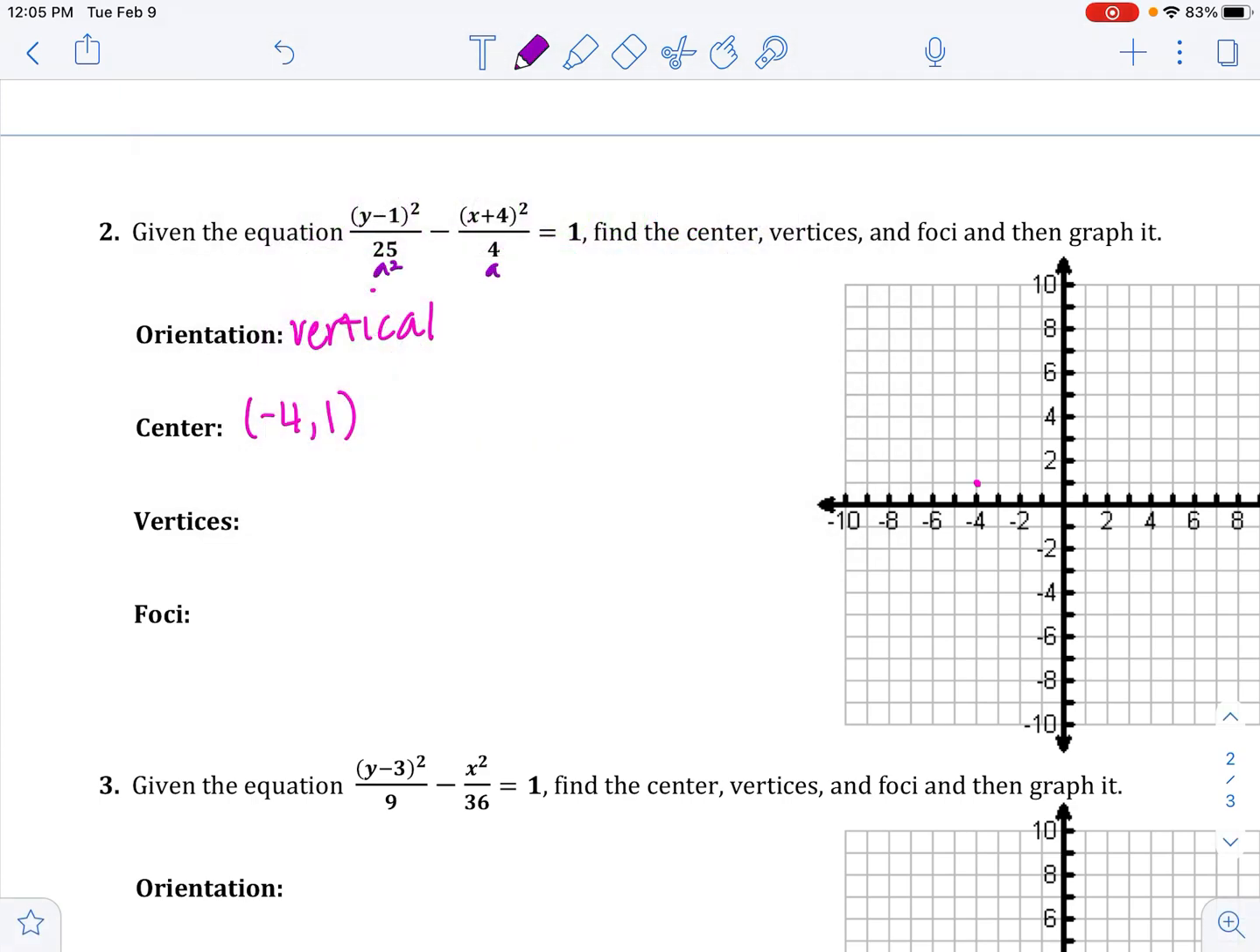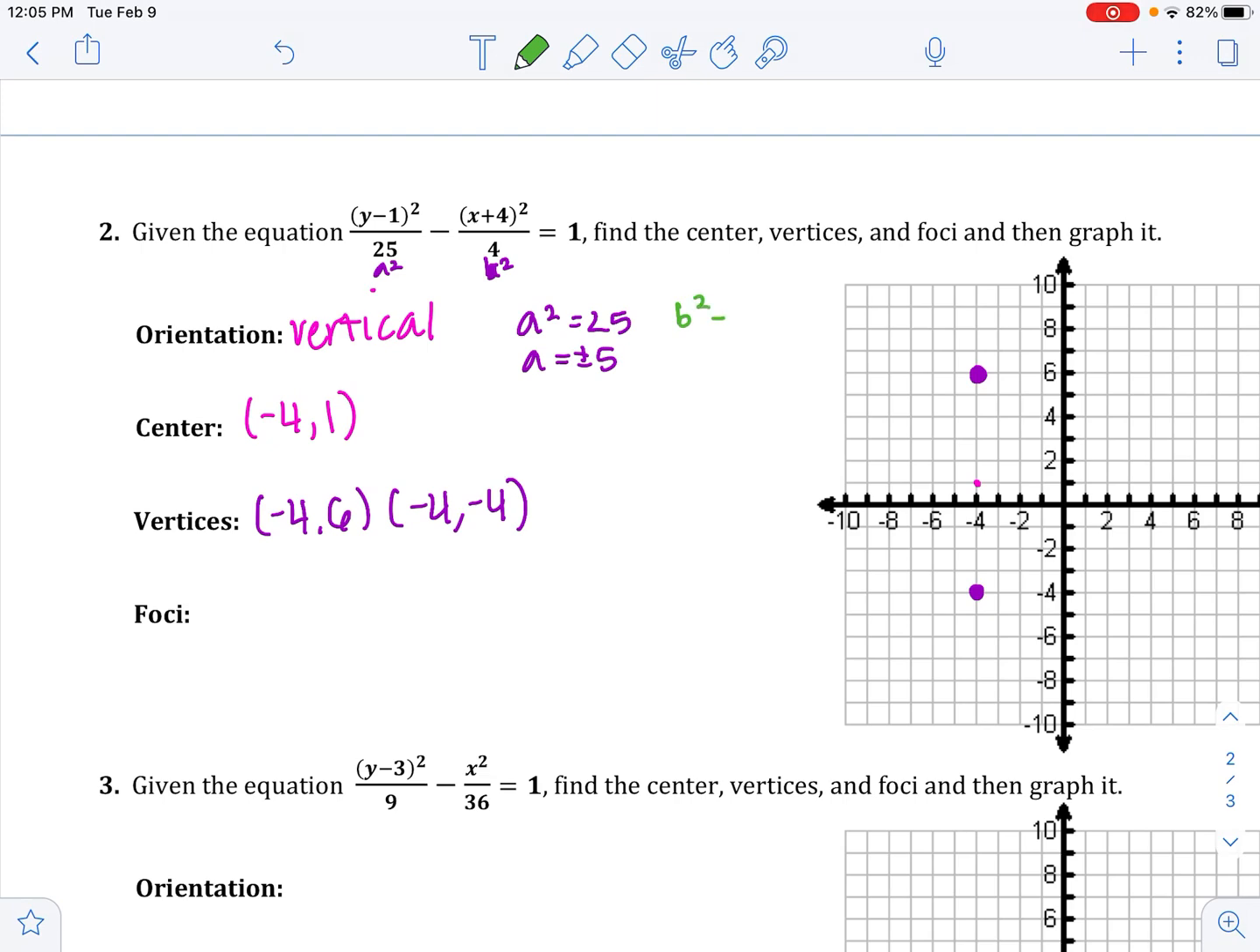All right, now I'm going to get my vertices. My vertices are A units from my center. Oops, A squared. So A squared is 25, so A is plus or minus 5. Since this is vertical, I'm going to go up 5. 1, 2, 3, 4, 5. Down 5. 1, 2, 3, 4, 5. And those are my vertices. I'm going to write them down. Negative 4, 6. And negative 4, negative 4.